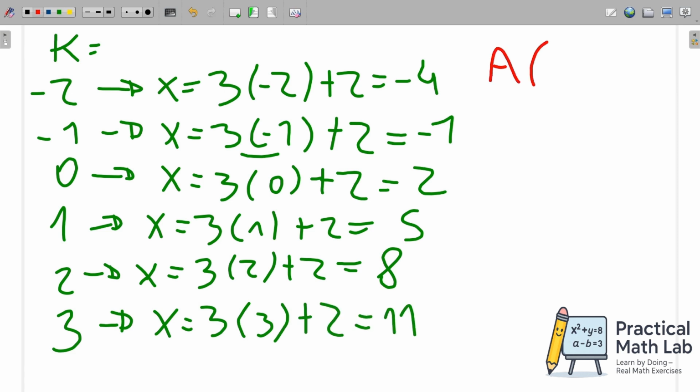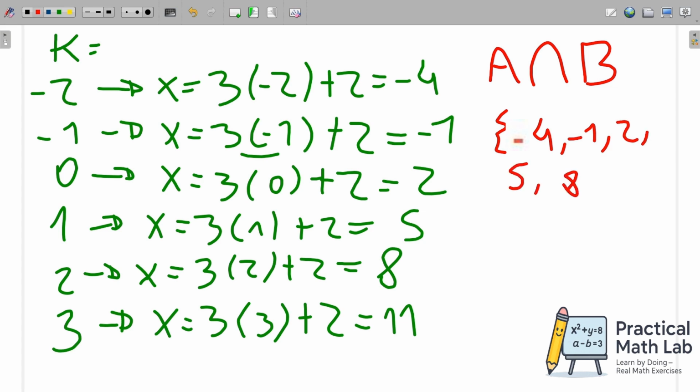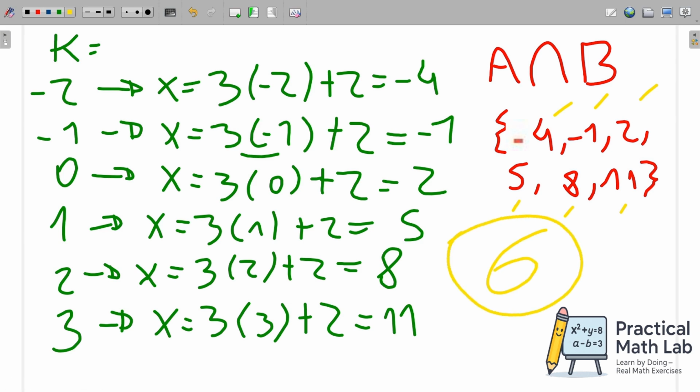We found the intersection of A and B, which is -4, -1, 2, 5, 8, and 11. And the question is, how many elements are there in the set A intersection B? So, we can count here that there are 1, 2, 3, 4, 5, 6 elements. So, that's the final answer. The set A intersection B has 6 elements.